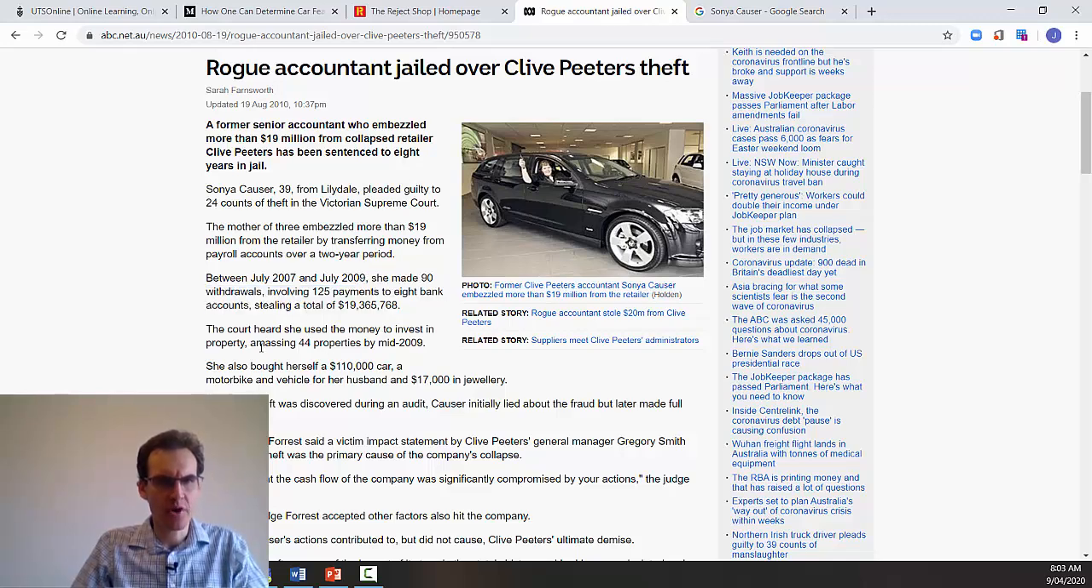So she used this money to invest in property. She amassed 44 properties by mid-2009. She also bought herself a $110,000 car, a motorbike, a vehicle for her husband, and $17,000 in jewelry.